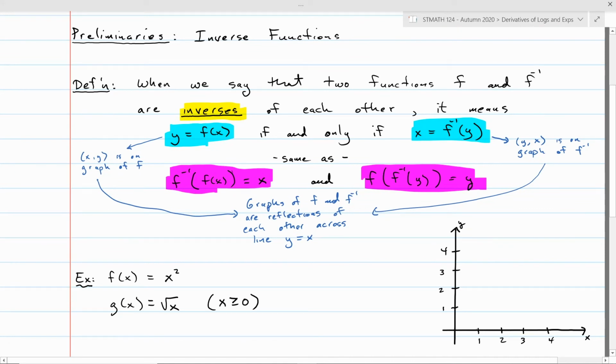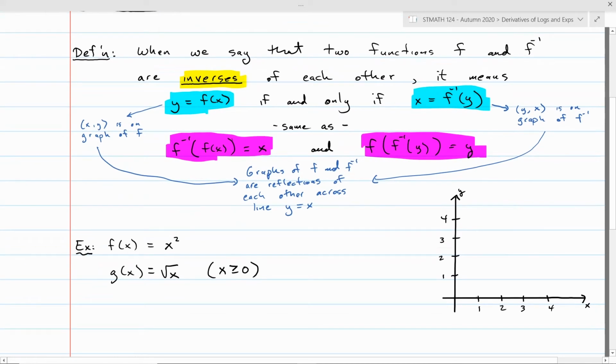The equivalence, the two things in blue, that equivalence is what we're going to be using the most today. But the one in pink is also kind of nice. It's nice to know that this is what inverse functions do. When you're solving equations, you use this sort of thing a lot to simplify things.